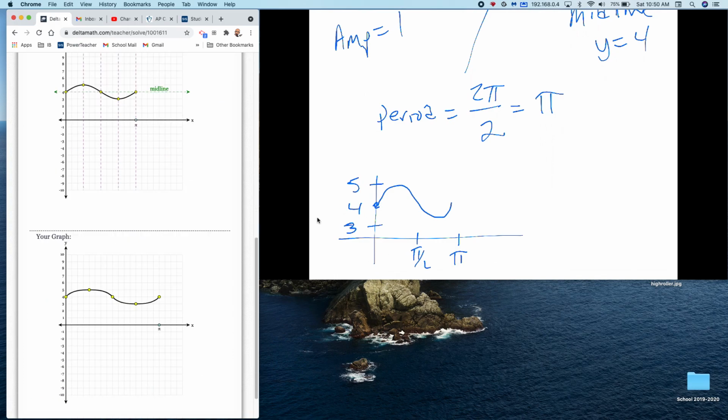So hopefully that makes sense. Hopefully you can do some of those problems. They're really important to do this way so you understand how this graph kind of looks and what you can do to manipulate it.